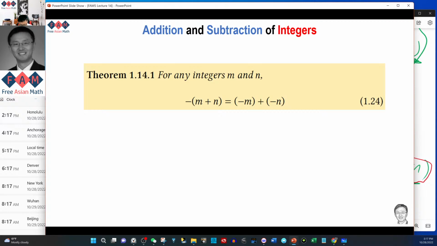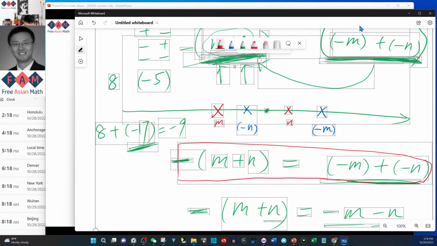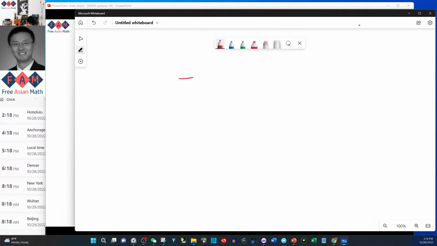All right. For those of you who are really keen on concepts like this, you may ask, what if we don't have addition inside the parentheses? What if we have subtraction? So what is the negation of m minus n? In other words, for those smart ones, we already wrote it down, which is all good.